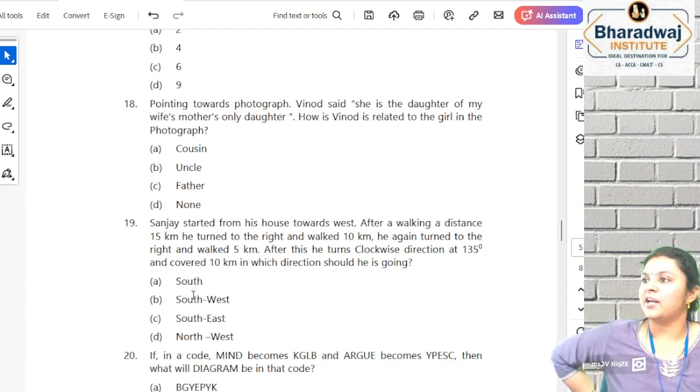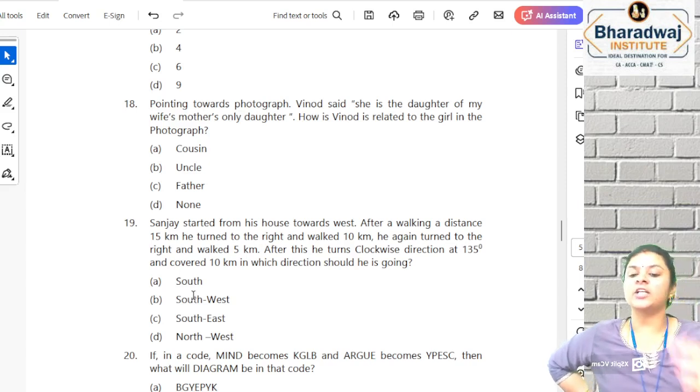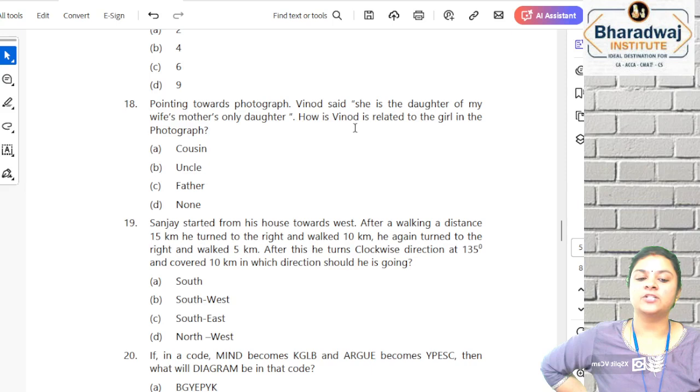Wife's mother, mother-in-law, mother-in-law's daughter, again wife. Now she is the daughter of my wife. So which is? She is his daughter. So how is Vinod related to the girl in the photograph? Vinod is the father of the girl.